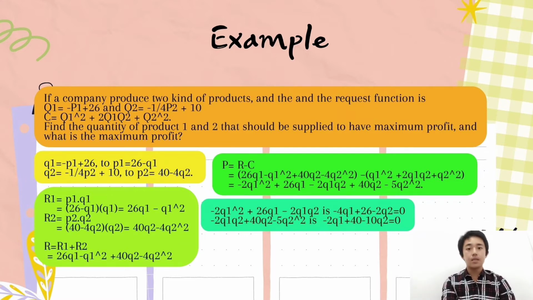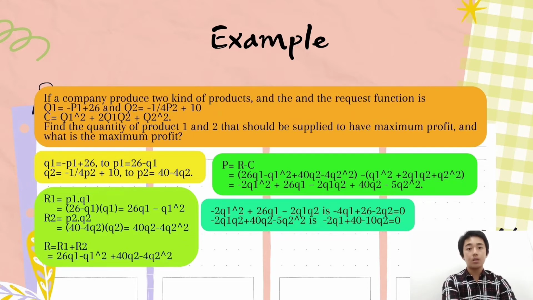The first thing to do is we need to transpose the formula, from where we got Q1 and Q2, to find P1 and P2. So here we have Q1 equals negative P1 plus 26. We're going to transpose it to become P1, and this leads to P1 equals 26 minus Q1. Earlier P1 is negative, but now the Q1 is negative.